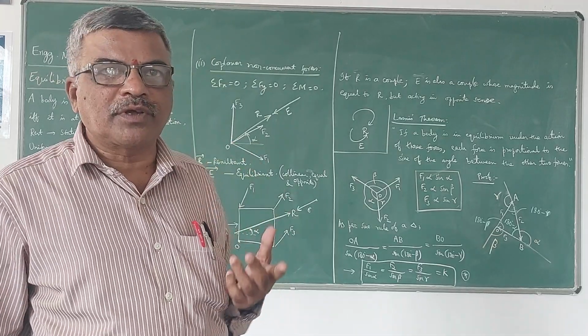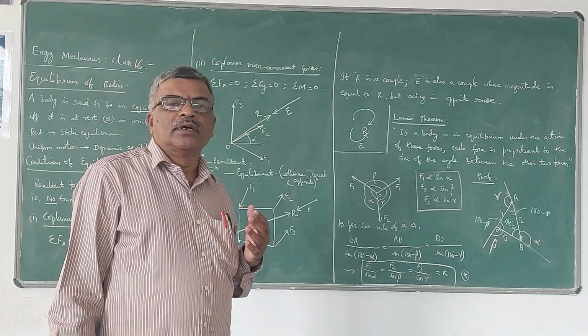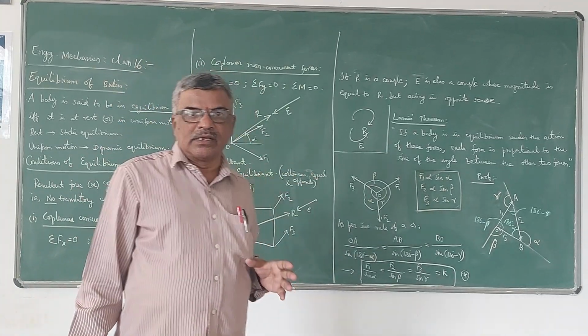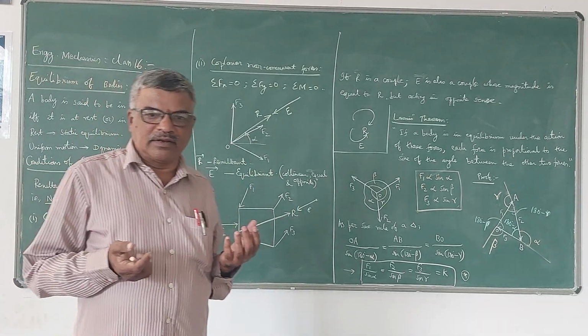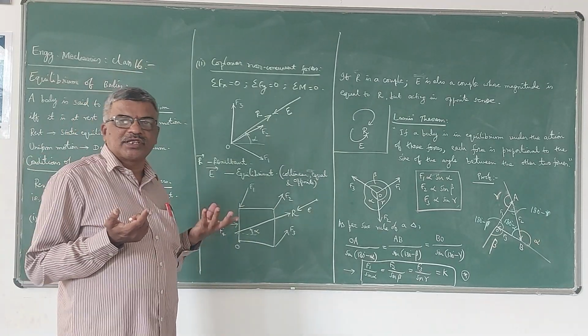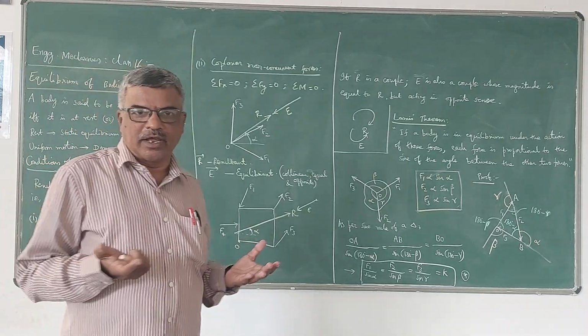So there are two types of equilibrium. One is static equilibrium, another one is dynamic equilibrium. A body is said to possess static equilibrium if it is at rest. Normally bodies will be subjected to some external forces, but even then certain reactions will be developed and those reactions will keep the body in equilibrium. That means it will be at rest only.